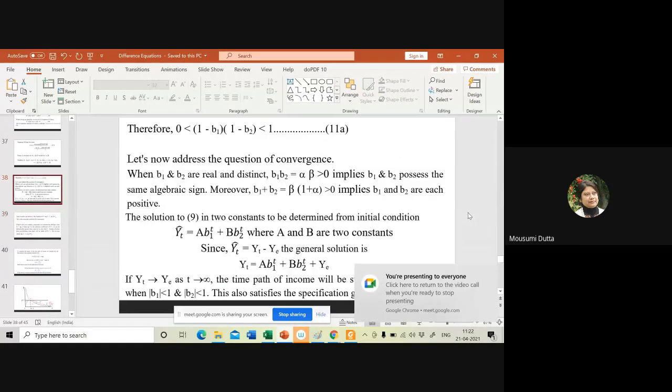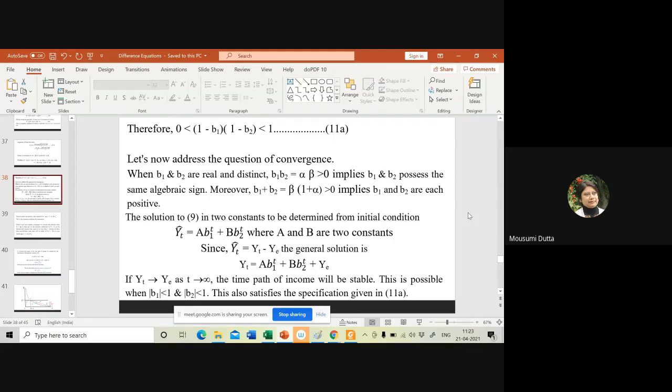Yesterday I started to discuss the stability condition of the time path of income in the context of the Samuelson framework. Also, I mentioned something about what will be the nature of the time path. So basically, two equations are important. Alpha beta is equal to 1. This equation is important. If alpha into beta is less than 1, in that case, we are finding the time path will be stable. And if alpha into beta is greater than 1, in that case, the time path will be unstable. That was the feature.